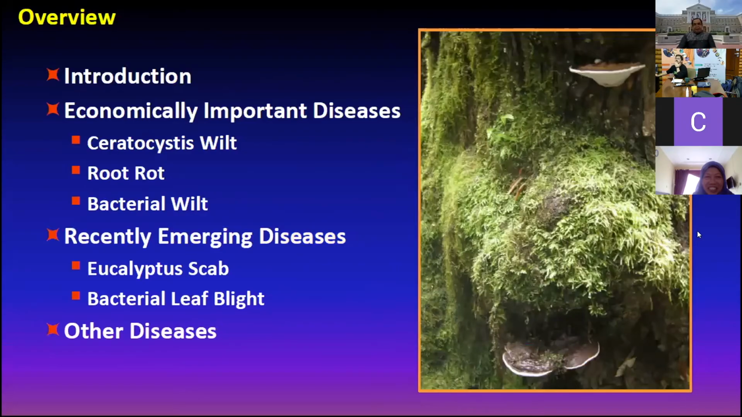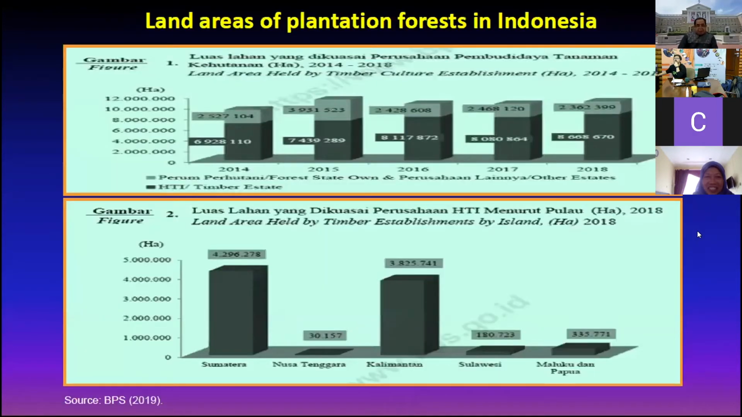So this is the overview. I will start with the introduction and then continue with the economically important diseases. We will discuss three different diseases: Ceratocystis wilt, root rot, and bacterial wilt. Then diseases that are recently becoming important: eucalyptus scab and bacterial blight. And the last part will be other diseases, which will be mentioned briefly.